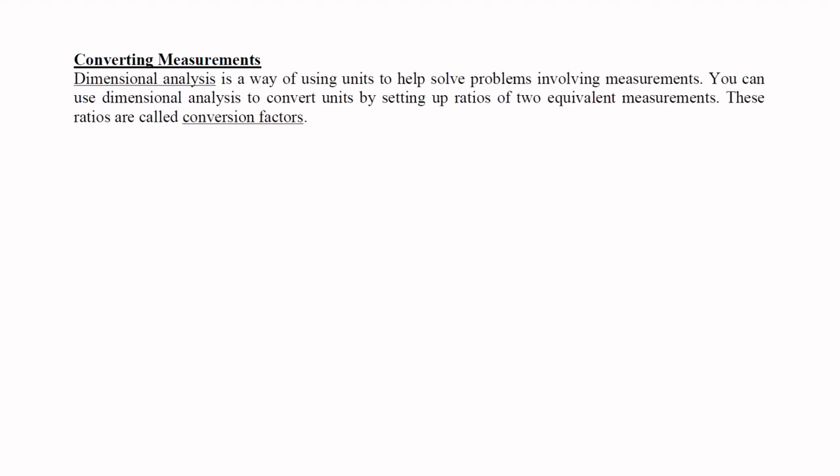So now that we're familiar with measurements and units of measurement, let's talk about actually converting measurements, because sometimes you need to know something in a different type of units. Okay, so dimensional analysis is the way that we do this. Dimensional analysis is a way of using units to help solve problems involving measurements. You can use dimensional analysis to convert units by setting up ratios of two equivalent measurements. These ratios are called conversion factors.